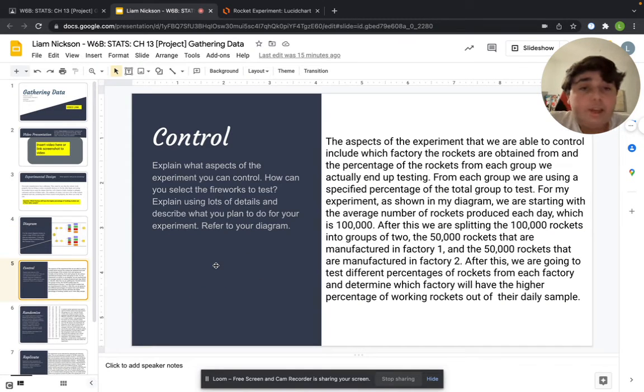Control. The aspects of the experiment that we were able to control included which factory the rockets were going to be obtained from, and the percentage of the rockets from each group we actually ended up testing. From each group, we're using a specified percentage of the total group to test. So, like I said in the previous slide, we start with 100,000, split it into the two factories, so 50,000 now in each group, and then split that further into 4 different groups and test for different percentages of rockets.